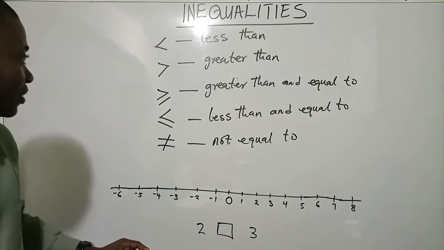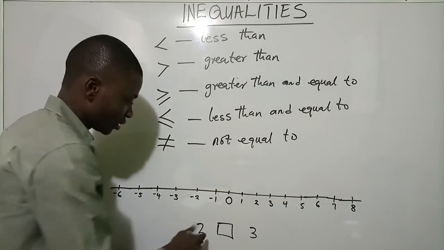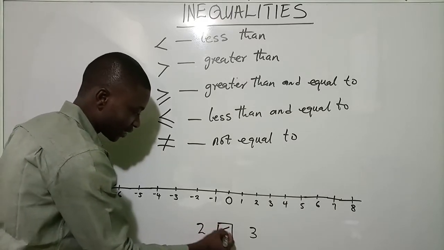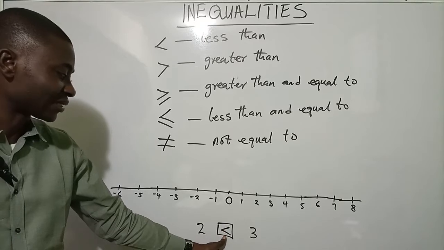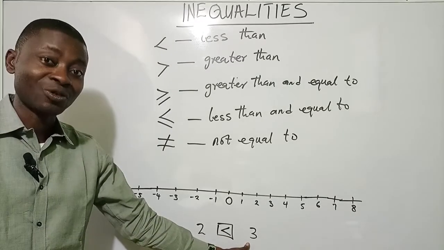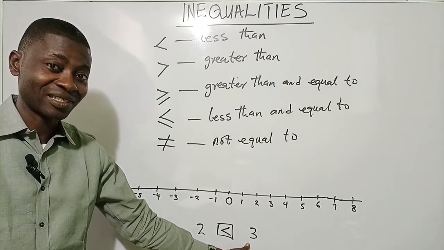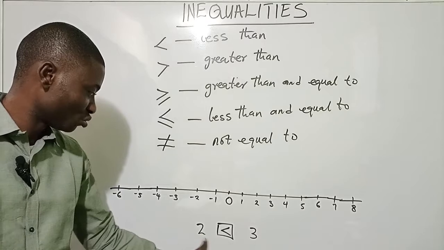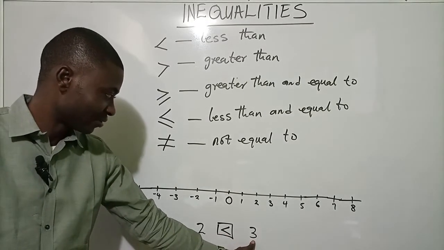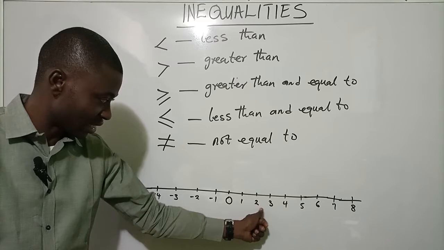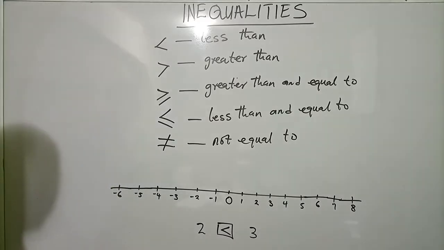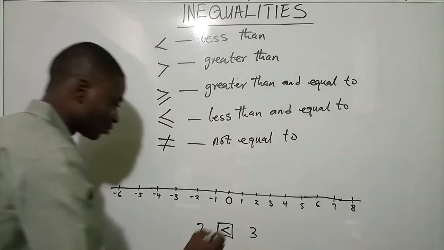Now, you agree with me that if I put less than here, this will read 2 is less than 3. You agree with me that that is correct, isn't it? Yes, that is right. 2 is less than 3. That means this 2 is lesser than 3.